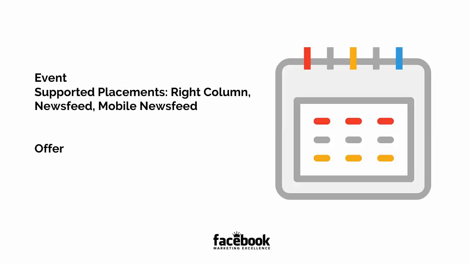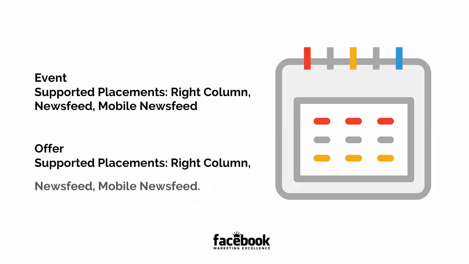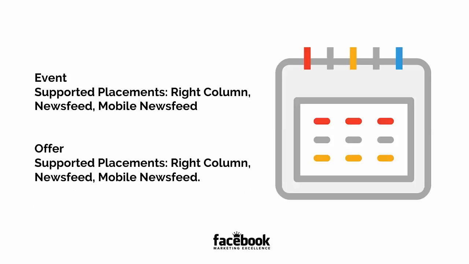And finally we have offer, and supported placements for this are right column, newsfeed and mobile newsfeed. An offer advert is used for companies that want to market a special offer, and this works through your page. Again though, you'll need at least 50 likes to use it. And this is an interesting option because anyone who clicks on your ad will be emailed a code that they can then use in order to redeem your special offer, and it's great for encouraging sales.